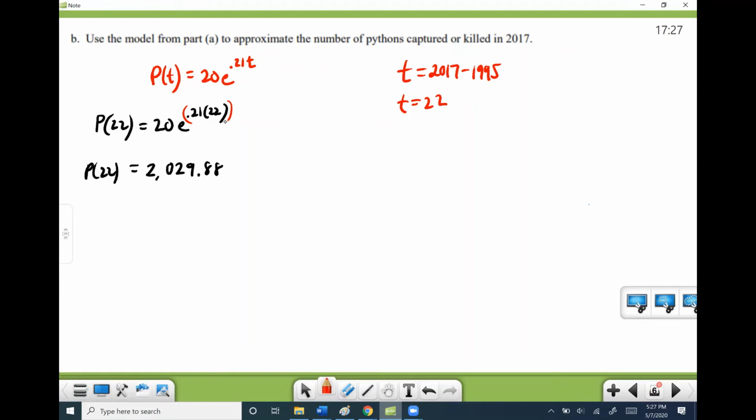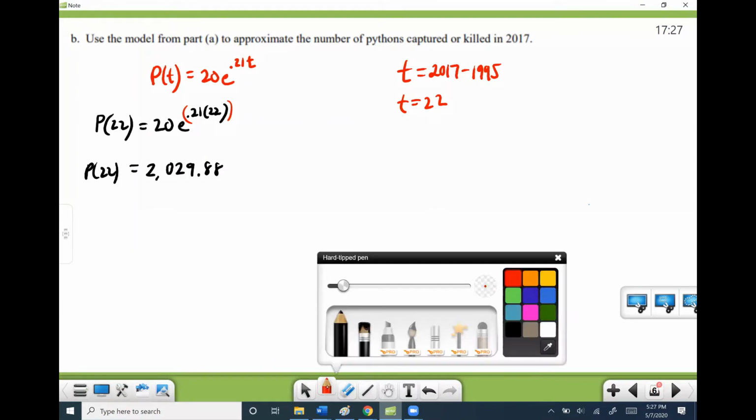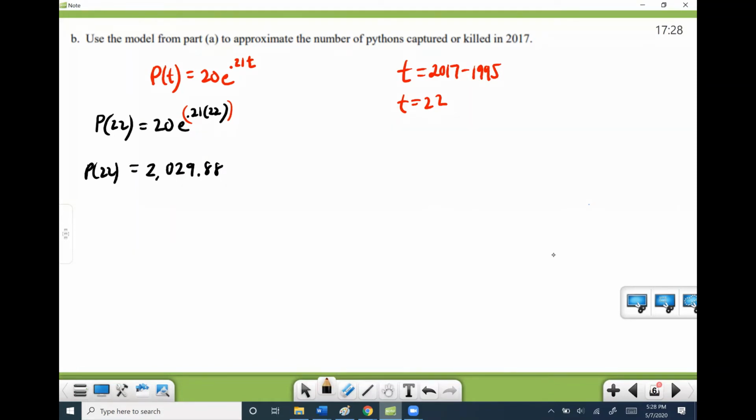Ugh. Okay. So there was that many pythons killed or captured, which means the population must be off the charts for people to be getting this many pythons. Now, round it, I would say round it up because you want to have a whole python. So you can't capture or kill 0.88 of a python. So you really did just kill the entire python. So let's round this up to 2030 pythons. Wow. If that is accurate, that is a lot of pythons. Okay.